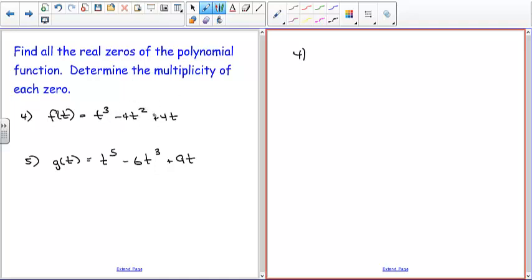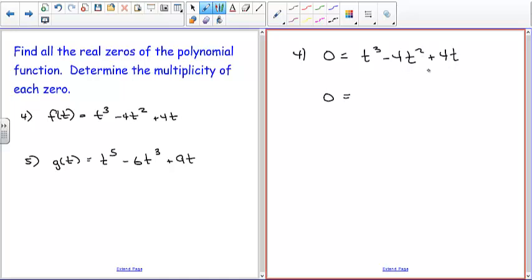You could just start randomly picking numbers and you might get lucky, but that's probably not the best solution. So what you do is set the function value equal to 0. That means y equals 0. And then figure out t, which is the x variable. The reason this one's not so hard is because I've got this common factor, and you'll see both of them have a common factor.